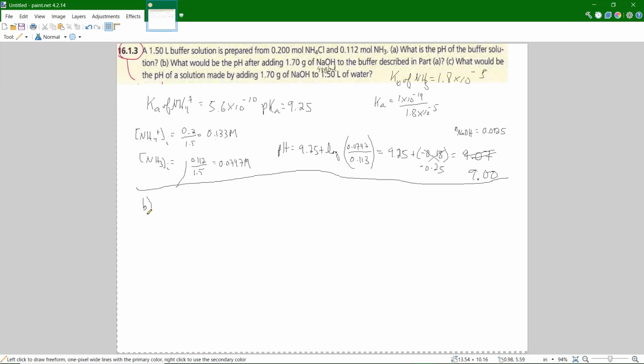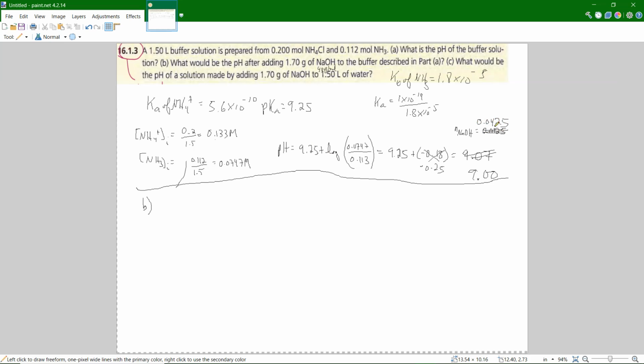Part B. What would be the pH after adding 1.7 grams of NaOH to the buffer described in Part A? So let's get the moles of NaOH. 1.7 over 40. 1.7 divided by 40 is 0.0425. That became messy, didn't it? Let's see. 1.7 divided by 40. 0.0425.